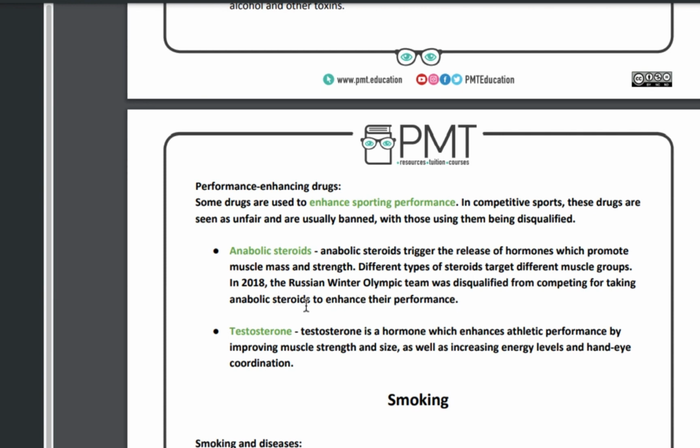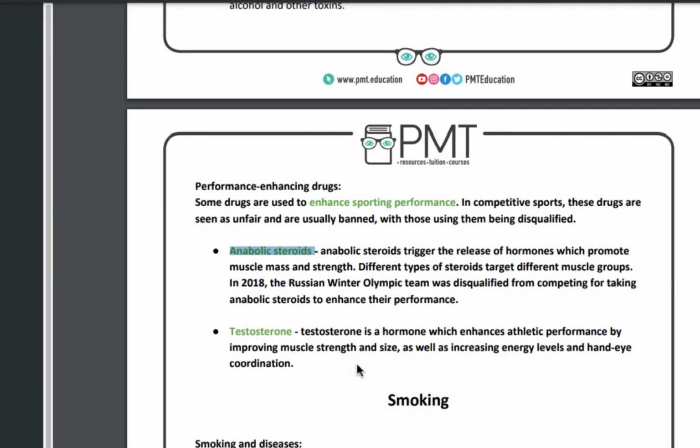You remember the 2018 Russia Winter Olympic team was disqualified from competing for taking anabolic steroids to enhance their performance. The whole team was disbanded because they took the anabolic steroids to enhance their performance. So this is one of the performance enhancing drugs that people take, anabolic steroid. Okay? Another one is testosterone.